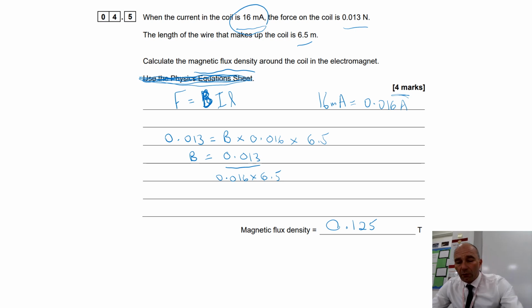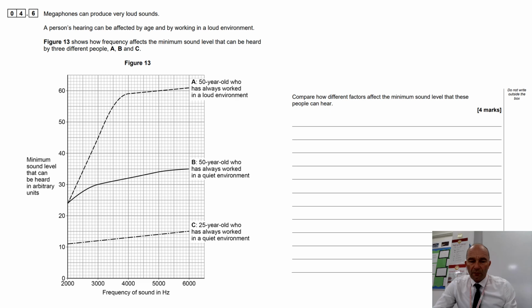So just remember, we get a mark for the conversion, a second mark for substituting numbers in correctly, a third mark for making the magnetic flux density the subject of the formula, and then the fourth mark for getting the correct answer. Now, if you didn't do the conversion and you just used 16 in your calculation, your answer would be out by a factor of 1,000. However, you'd only lose 1 mark for that, so they'll only penalise you for the lack of conversion just the once.